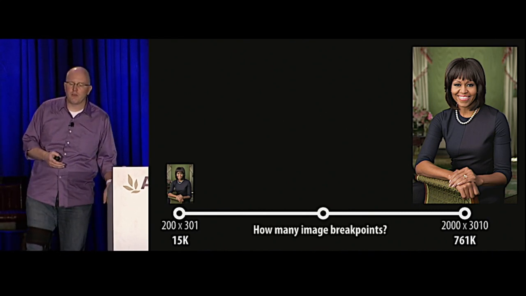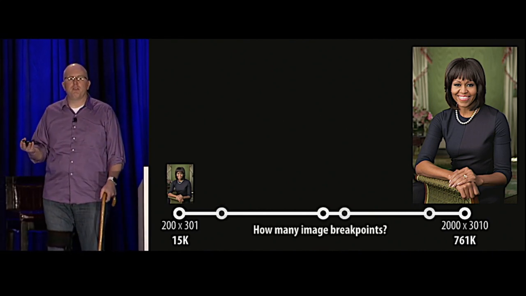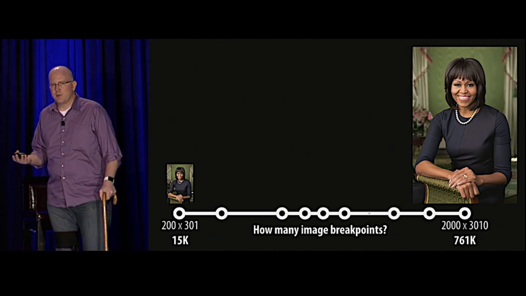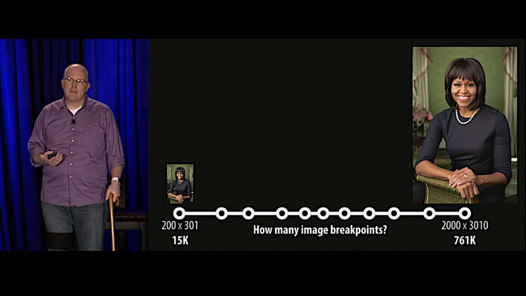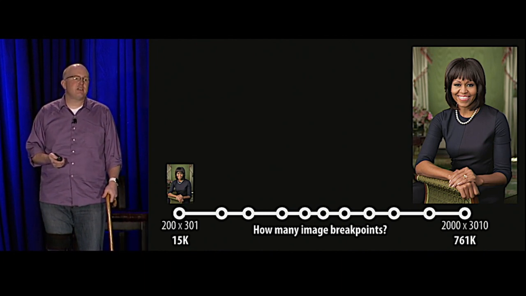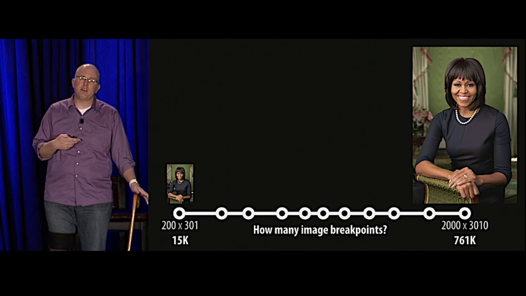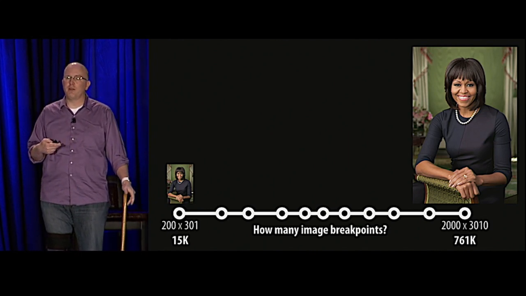If we have an image that goes from, say, 2,000 pixels wide at high density to 200 pixels at small screens, how many image breakpoints do we need? Do we need a small, medium, large? Do we need 4 image breakpoints? Do we need 5 image breakpoints? This is challenging to figure out. And it's particularly challenging because if we try to use that same methodology that we use for our layouts to determine where these breakpoints are, we won't find answers.